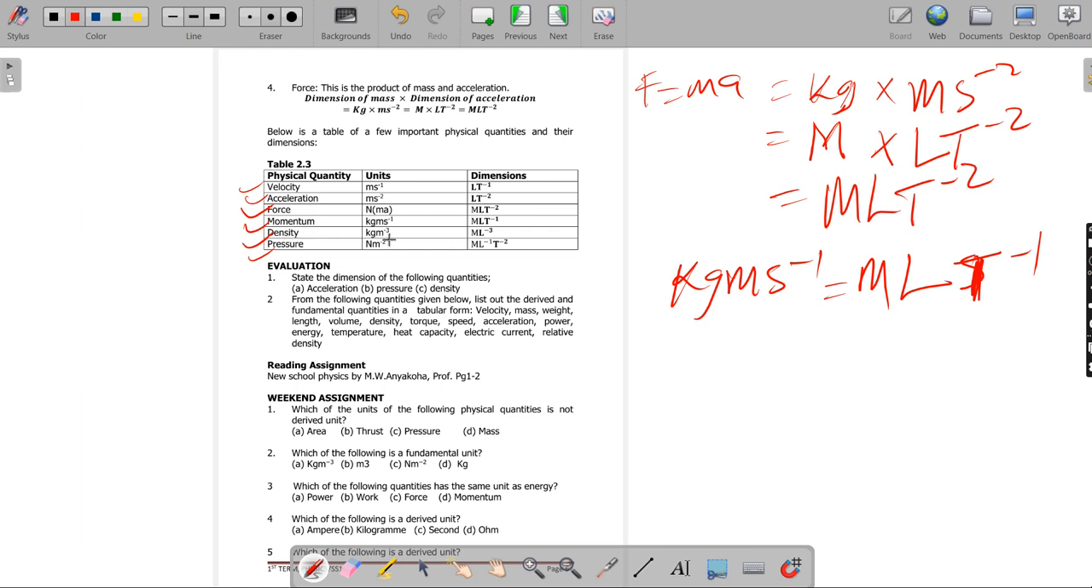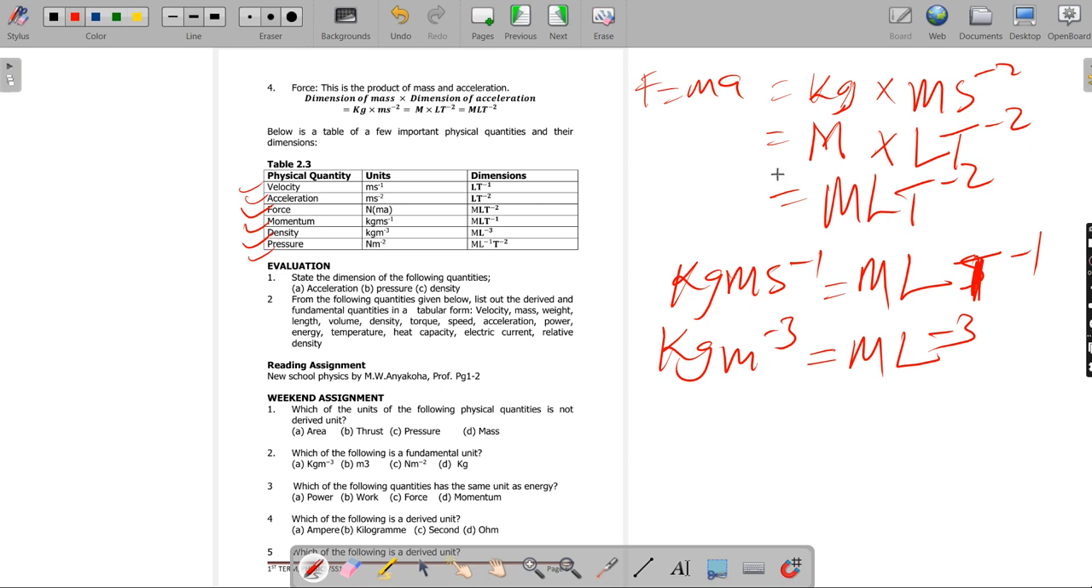So density, kilogram per meter cube. The kg will give you M, so we have kilogram per meter cube. Remember, always make reference to the table we showed first. Kilogram will give you M, and then meter cube is length. This is L minus 3. So it's that simple.